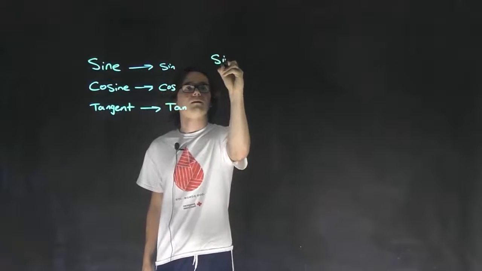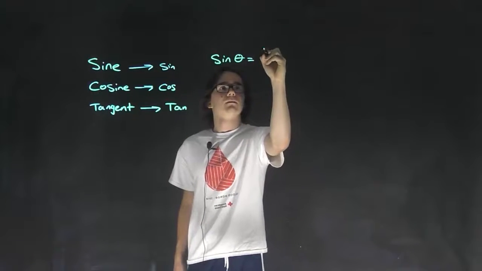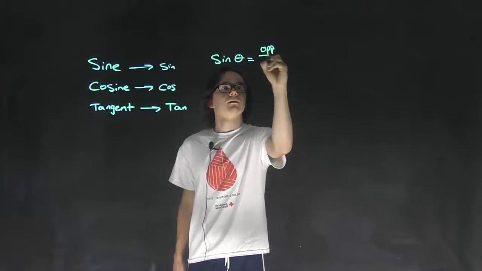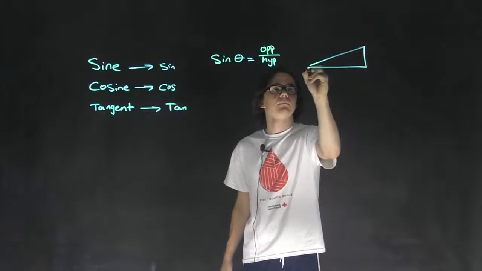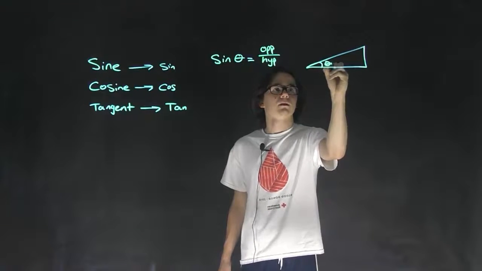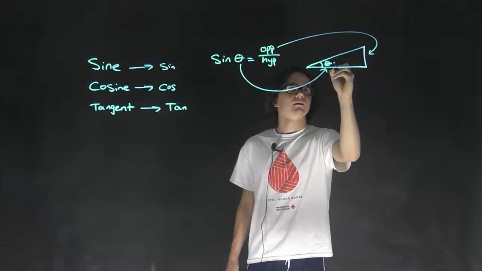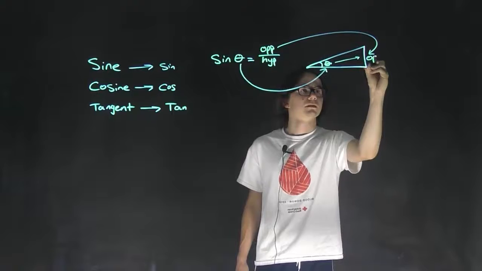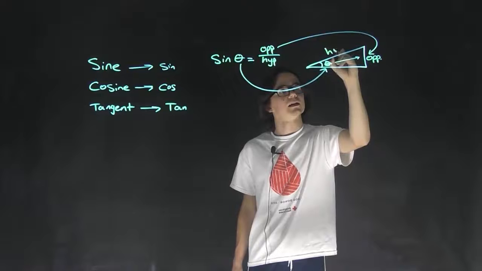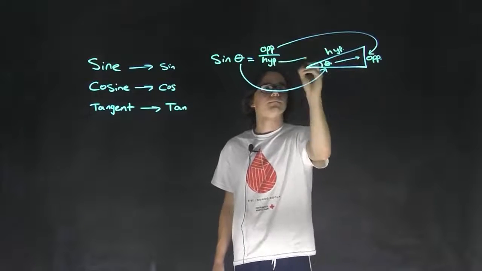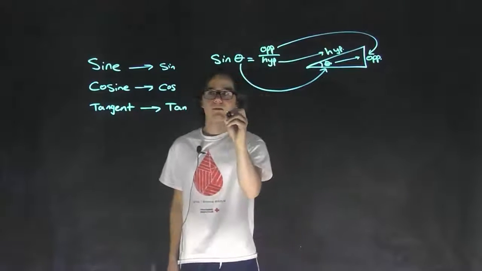The sine of an angle is the opposite side over the hypotenuse. So if we just take any old triangle, we look at our angle, calling it theta. Our opposite side from the angle is OPP, and our hypotenuse is always the longest, or HYP. This is how a trigonometric function works. So this is sine.